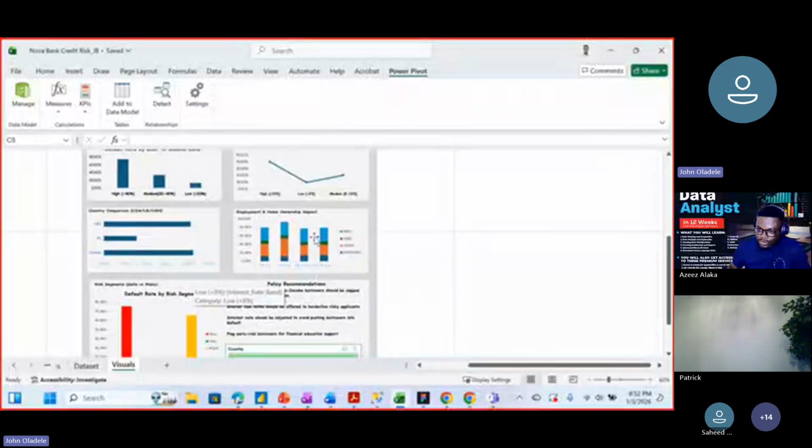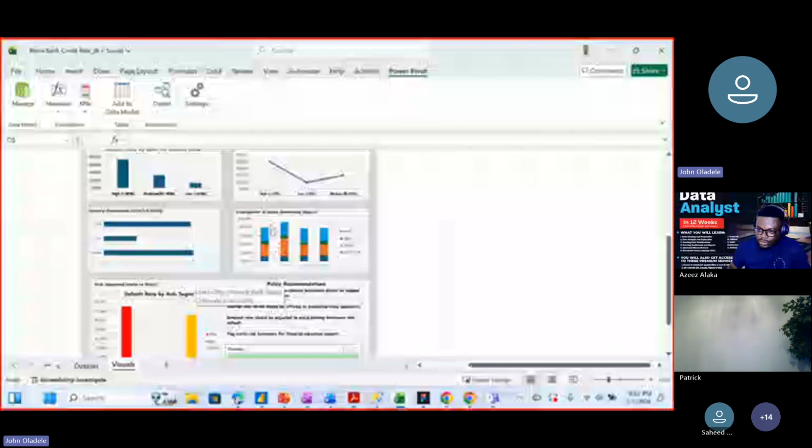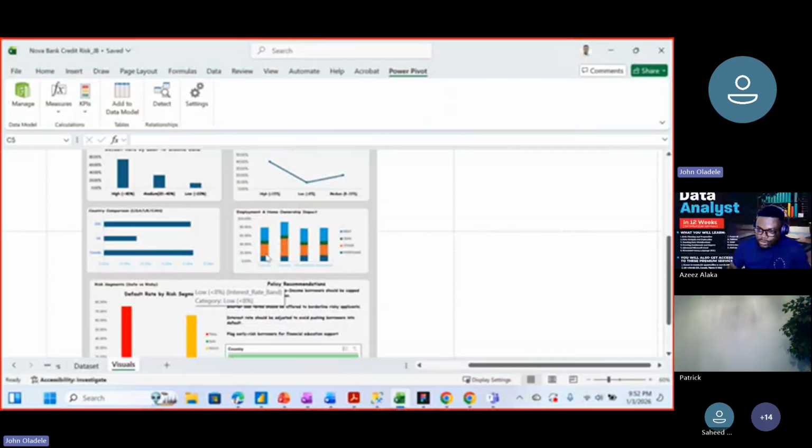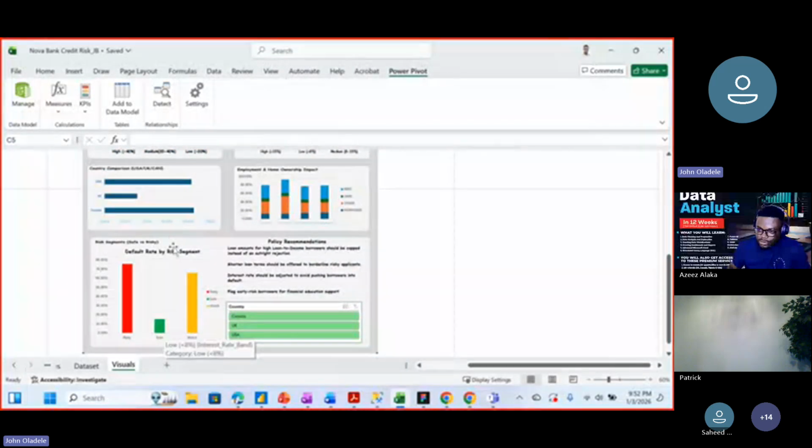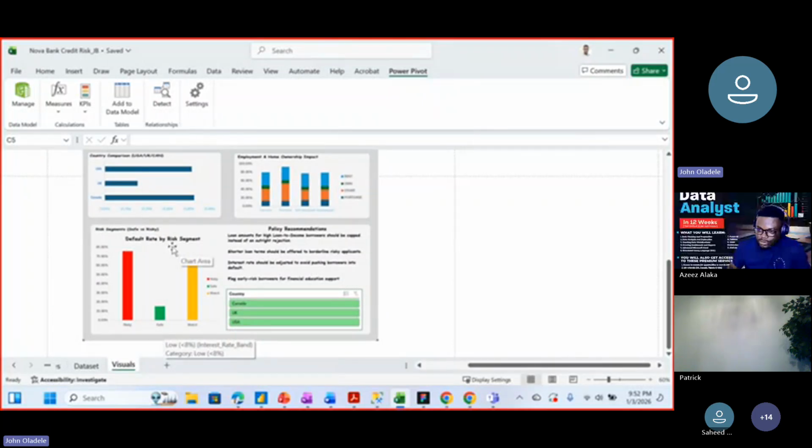Then how employment or home ownership affects the repayment of loans. This is people who work full time, who own homes, who are renting, or who are paying a mortgage. Then I looked at the risk segments to see which is safe and which is risky. So we have a high rate of risky lenders.